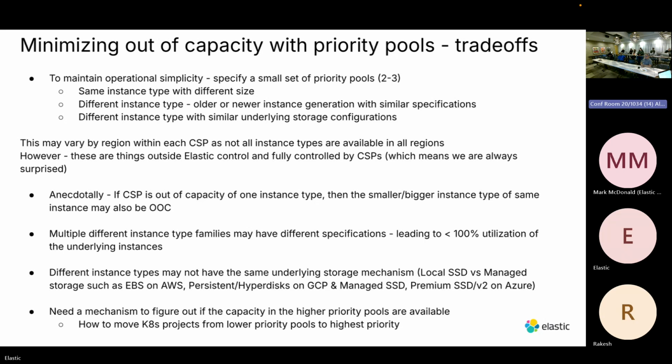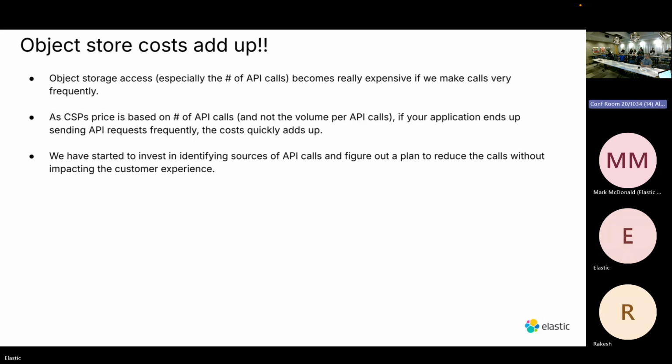You would realize that not all instance types have the same storage mechanism. Some have local SSD, some don't have local SSD, right? So you would end up figuring out how to mix and match the different storage profiles. Then you also need to realize that your P0 is the best one, but if you're running P1 and P2, how do you move your projects back to the highest priority? Because that's where the customer gets the best experience, right?